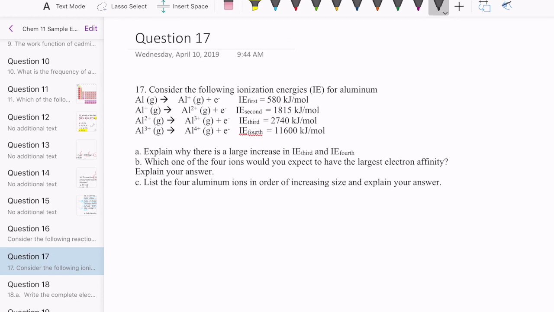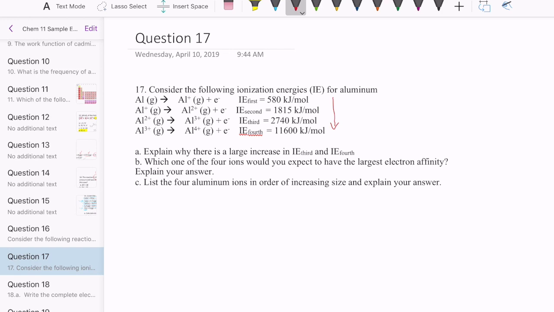So you can see that in each reaction, we're taking an electron away from the original species, right? And so the first ionization energy refers to the removal of the first electron, and the second one for the second electron, and so on, okay? And so if you look at the ionization energy, you notice that it's increasing as you go from the first to the second to the third and the fourth.